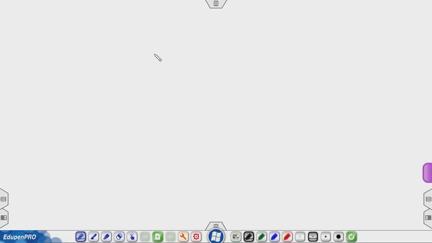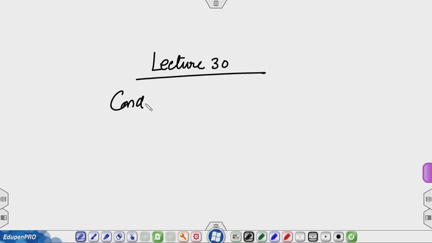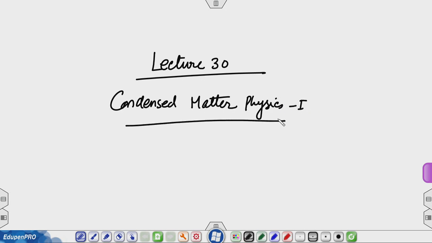This is lecture 30 of Condensed Matter Physics 1. And in today's lecture, I am going to discuss effects of anharmonicity in the potential between two atoms in a crystal.